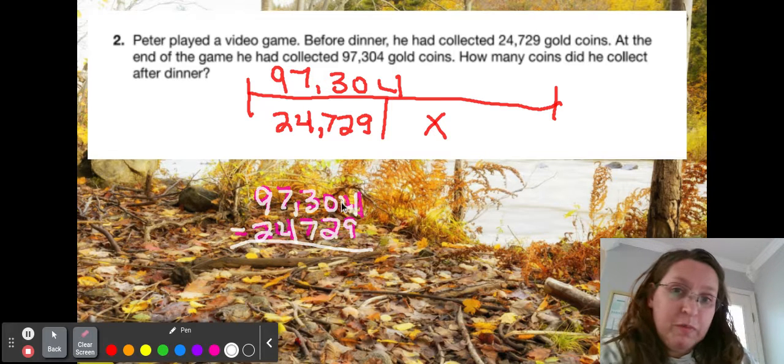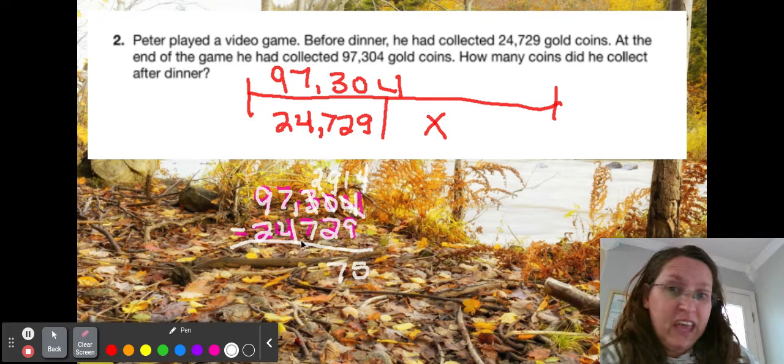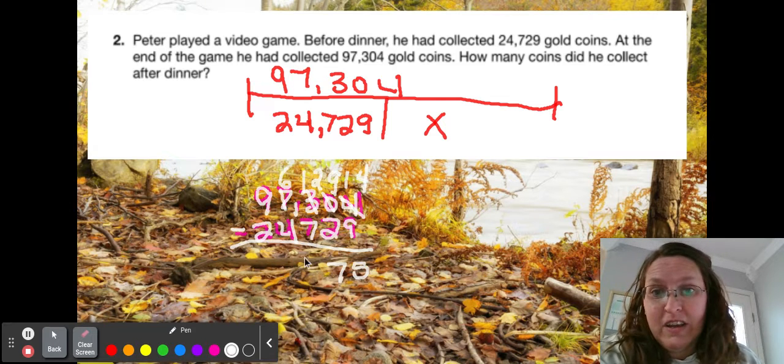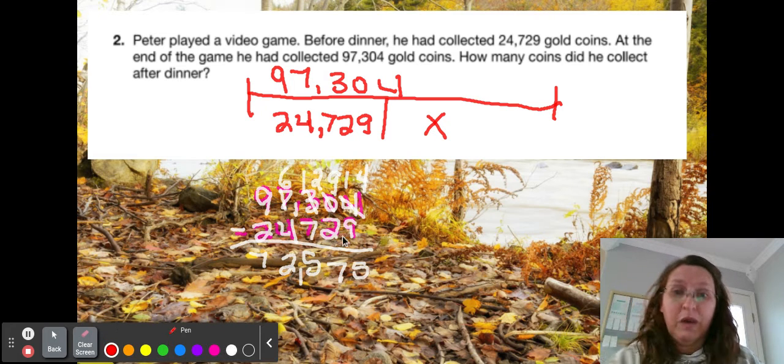So I can't do 4 minus 9, so I have to borrow. My 4 will become a 14, and my 0 becomes a 9. And I have to come over here and take 1 from my 3. 14 minus 9 is 5. 4 minus 2 would give me 7. I can't do 2 minus 7, so I'm going to borrow. My 7 will become a 6, and my 2 will become a 12. 12 minus 7 is 5. 6 minus 4 is 2, and 9 minus 2 would give me 7. So my answer would be 72,575 is what X is.